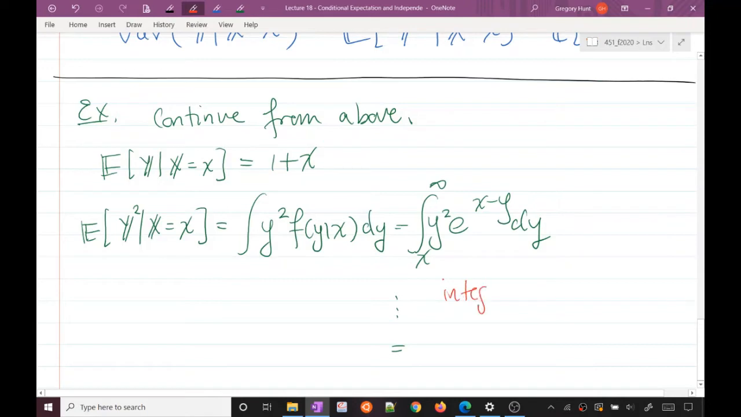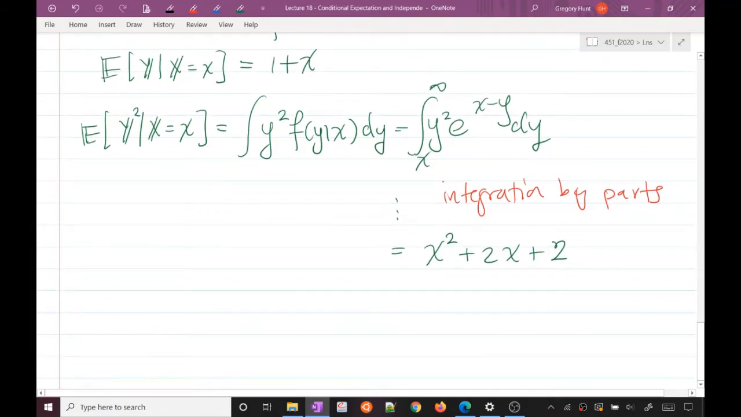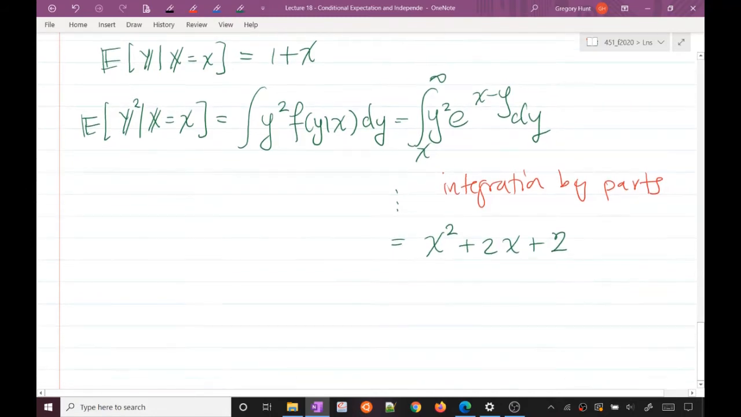You can do some integration by parts. You might even have to do it twice. It's a little bit ugly, but it's worth doing as a refresher of integration by parts. And what you'll get is x squared plus 2x plus 2. You should be able to get that if you do that.